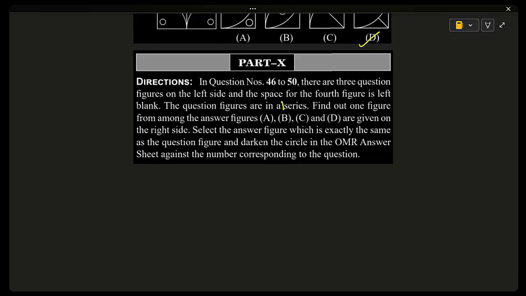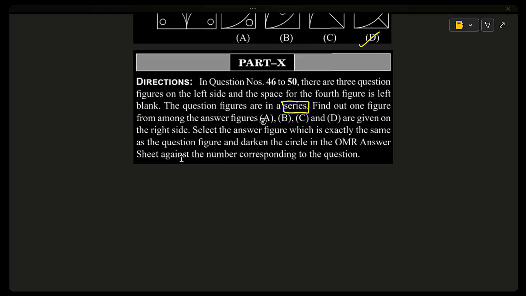So this is a series completion question. So first to second, second to third, third to fourth, what is the change we have to observe, the pattern, and using that pattern we have to fill the fourth one. Find out one figure from among the answer figures A, B, C, D given on your right side. Select the answer figure which is exactly the same as the question figure. That is series completion.